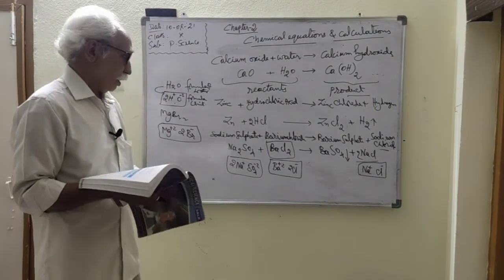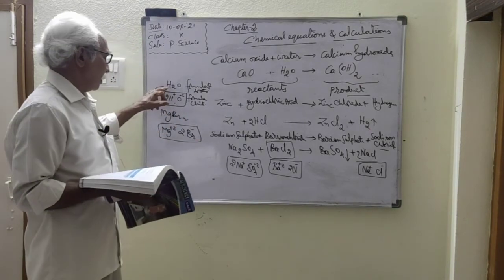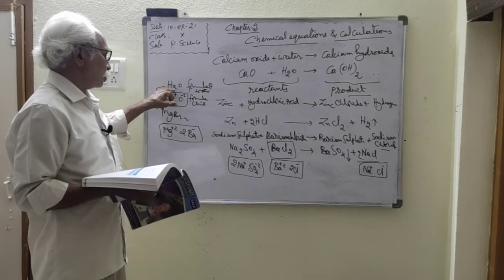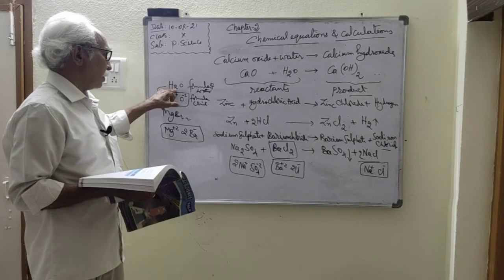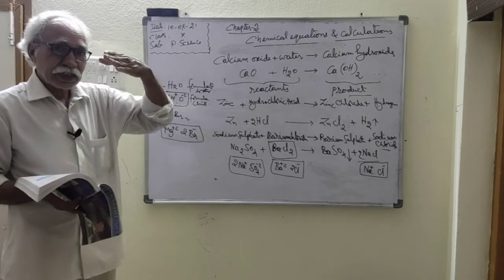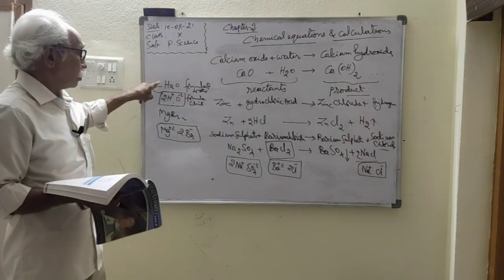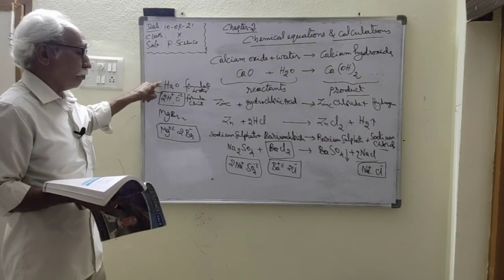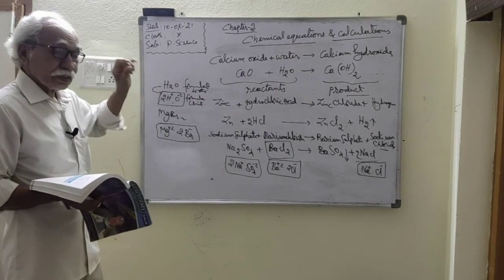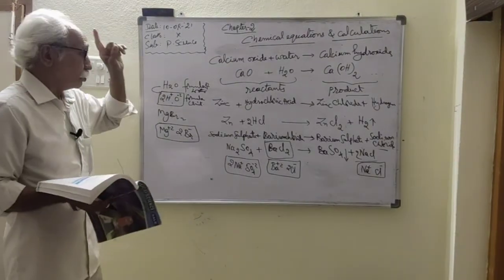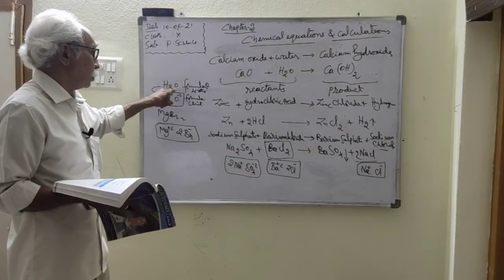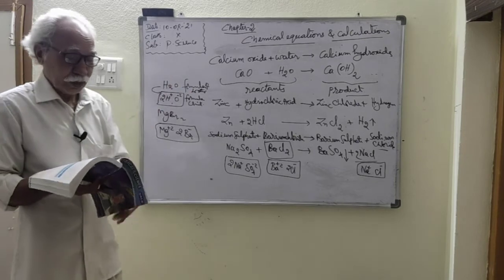So what are the numbers? Suppose here is H2O. In H2O, H is 2. This number should not be changed. If you want to change the number of hydrogen atoms and number of oxygen atoms, you have to change the coefficient number, the number present before the formula. That number you can change, but we should not change the numerals given in the formula.